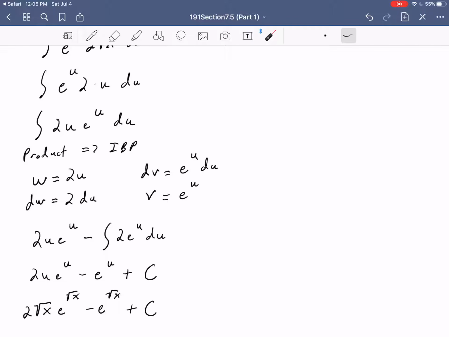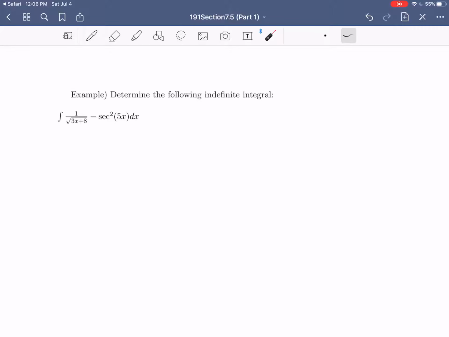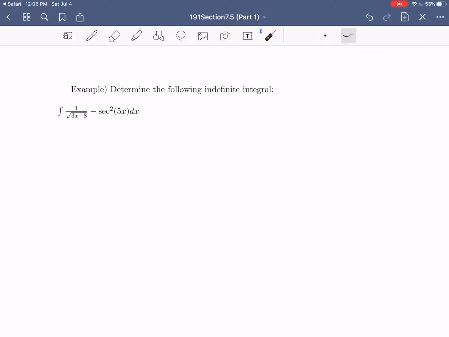All right, let's go ahead and take a look at our next one. So we want to try to determine this indefinite integral, 1 over the square root of 3x plus 8 minus secant squared 5x dx.